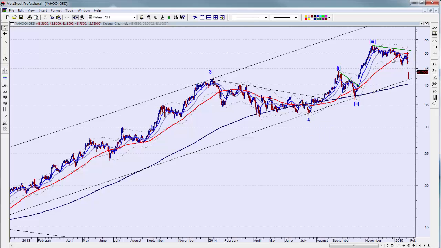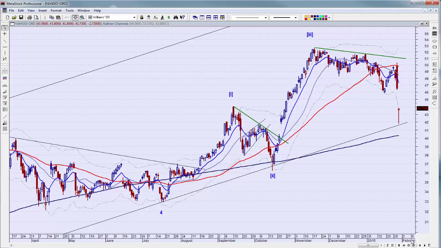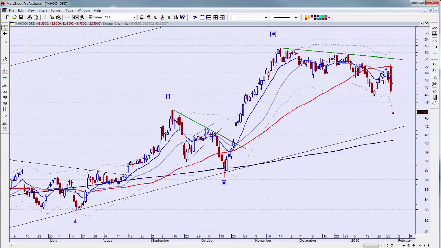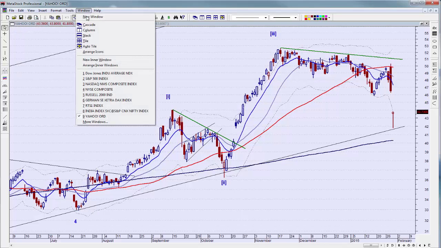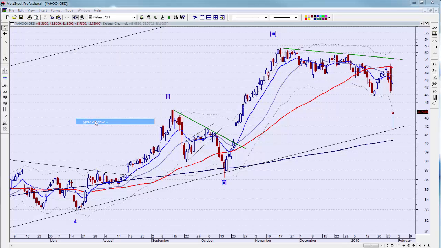I don't know. I'll have to look at it closer again. All I can tell you is that this cannot be wave 4 and going higher. Something else is going on. So we'll have to take a look at it, but whatever. The moving averages look like this thing is rolling over. Okay. And YHOO was down 5.8% today.